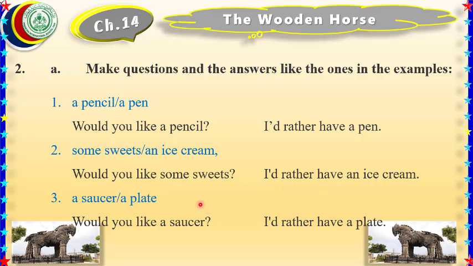Yes, in part number 1 there is written a pencil, a pen. We shall write, would you like a pencil? I'd rather have a pen. If there is written some sweets, an ice cream, question will be, would you like some sweets? Answer will be, I'd rather have an ice cream. A saucer, a plate. Would you like a saucer? I'd rather have a plate.